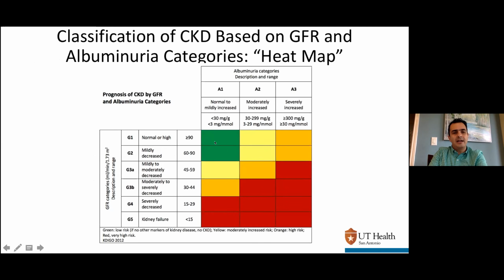So how do we classify CKD based on the GFR and albuminuria? We classify it based on the eGFR and the degree of proteinuria. So G1 to G5: G1 is very high or almost normal GFR, and G5 is stage 5 CKD. And then you have A1, A2, A3. This is the degree of proteinuria: normal to mildly increased, moderately increased from 30 to 300, and severely increased, more than 300 milligrams per gram.